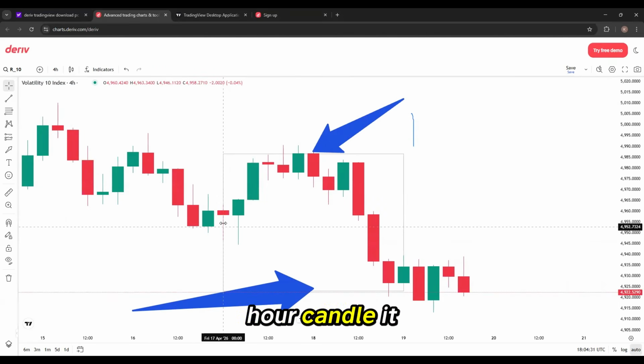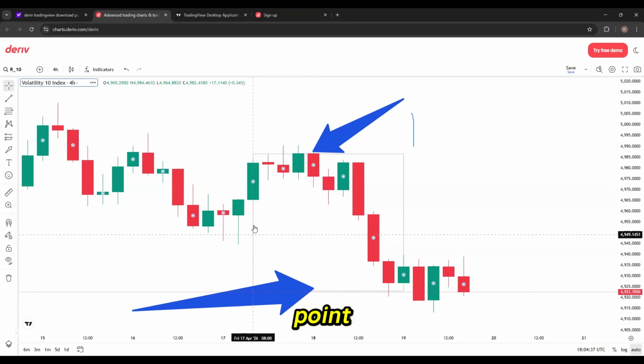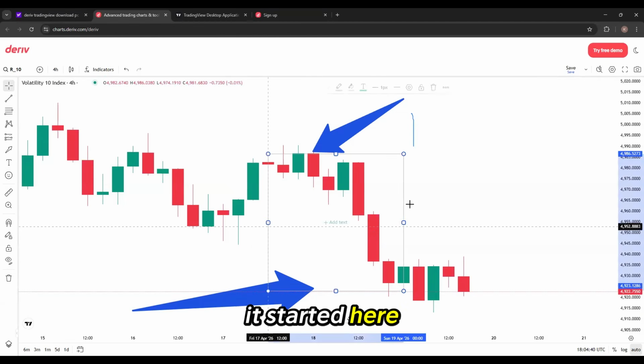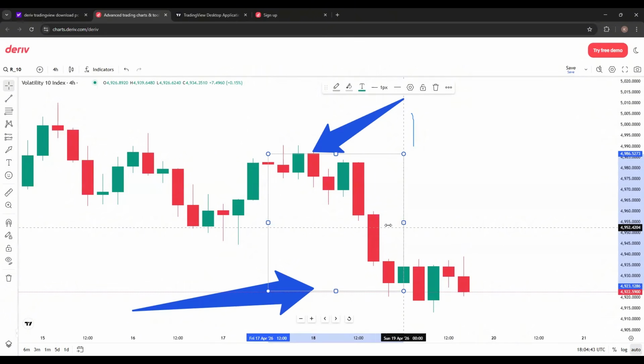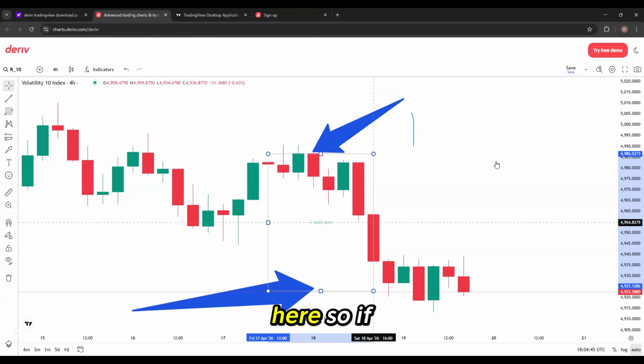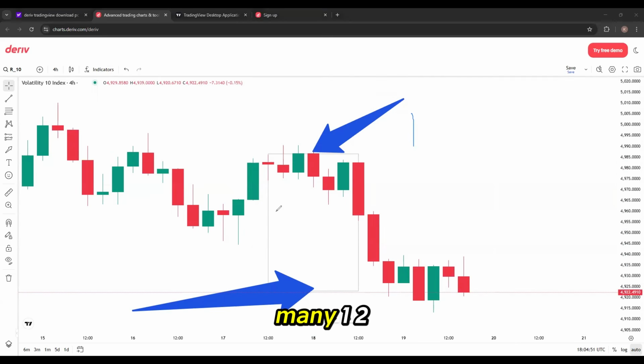And our 24-hour candle, it started here. Okay, let me try to mark the precise candlestick point. It started here and it ended where? It ended here. So if you count them, these are how many? 1, 2, 3, 4, 5, 6.